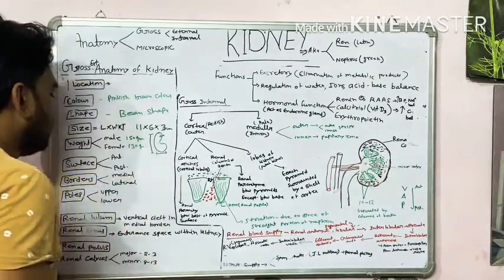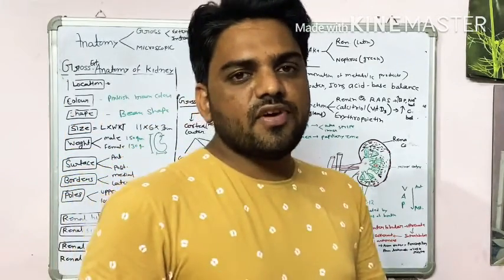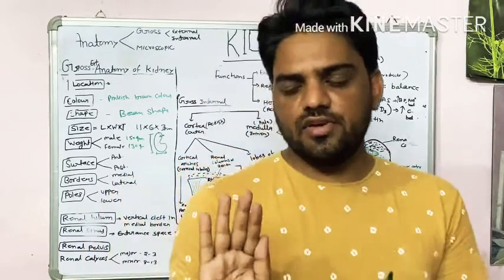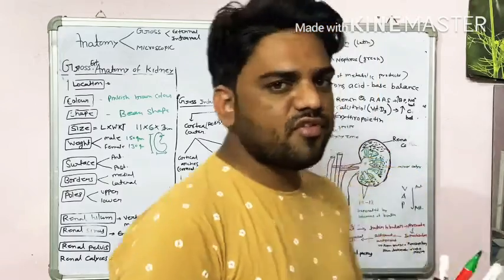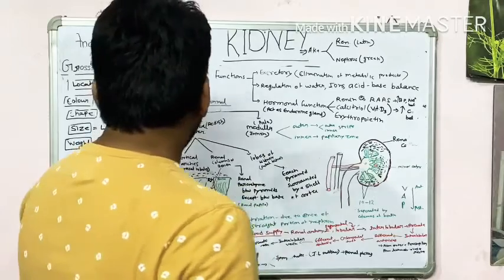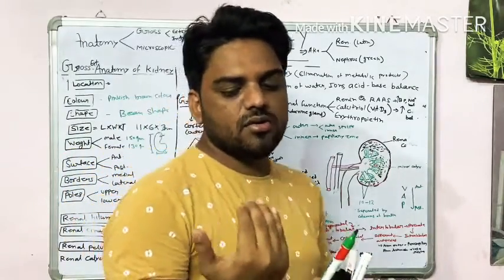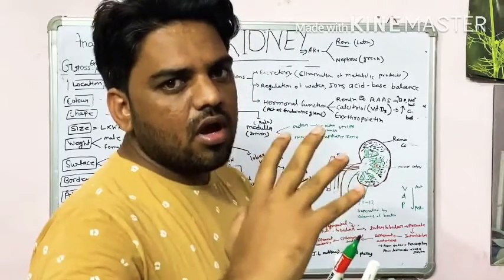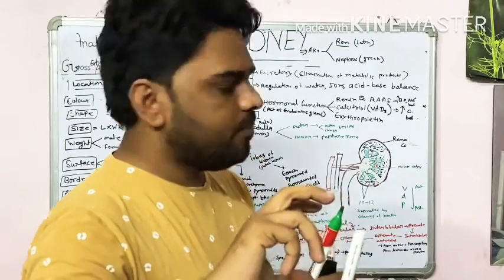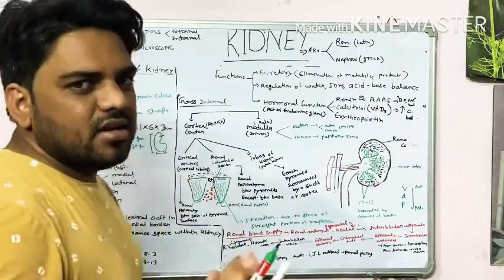The surface of the kidney: the kidney has two surfaces, an anterior surface and a posterior surface. Suppose this is the kidney, this is the anterior surface, and this is the posterior surface. The anterior part is a little bit convex, prominent anteriorly, and the posterior part is a little bit flat.